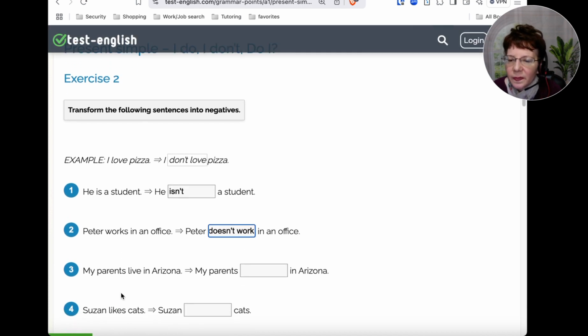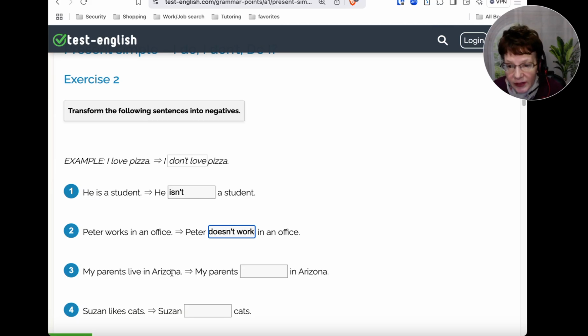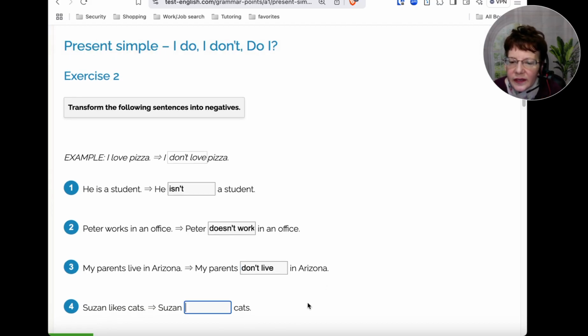Number 3. My parents live in Arizona. So the negative of this, my parents don't, you can use the contraction, don't live in Arizona. All right, one more. Susan likes cats. All right, negative here. So doesn't, because it's third person, like cats. So with a negative, remember we don't put an S at the end. It's the base or regular form. All right.